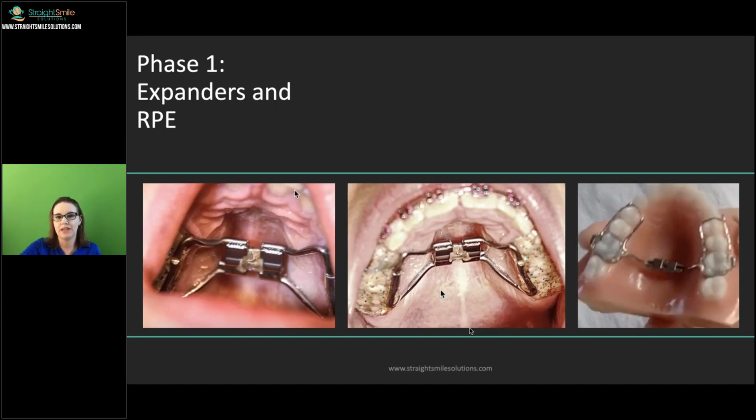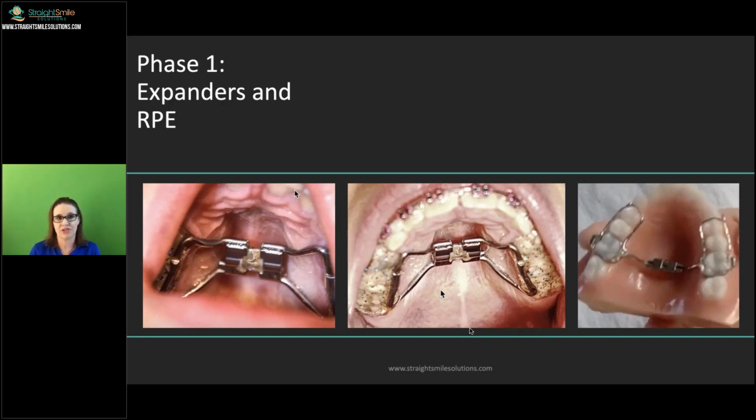We've talked about expanders, fixed, removable, bonded, so many different options out there. The cool thing about expanders is that you can bling them out, especially the removable ones with acrylic. The patient can customize them, put decals on them, really own it, and they just get so excited. I'm much more of a fan of removable expanders. I have no problem getting patients to be compliant. It's all in how you explain the why behind it.